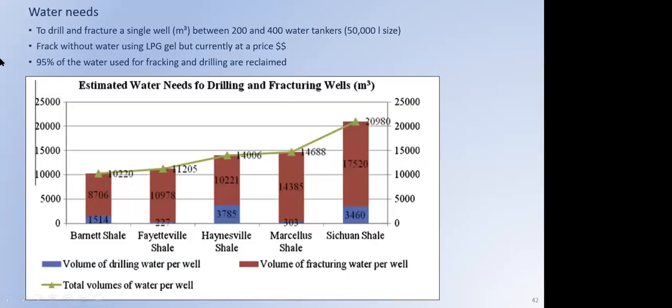Water needs. This is the water need for drilling and fracturing, showing quite a few basins and shales. To drill and frack a single well takes between 200 and 400 water tankers. The numbers mentioned are in cubic meters. You can look at that later. So there is the component to drill and then the component to frack.